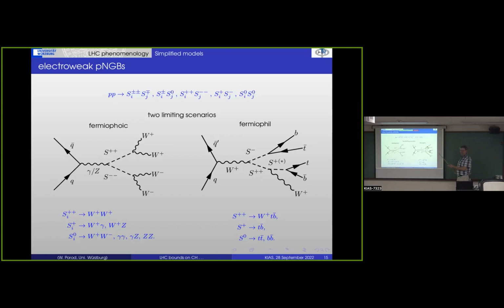We will consider two limiting scenarios, because the way you make this partial compositeness, you can have them either coupled to quarks. Then we have this fermiophilic scenario, because we expect the couplings are proportional to the corresponding fermion masses, and top and bottom Yukawa couplings are the largest ones. Or we say there are no couplings to the quarks of these additional PNGPs.